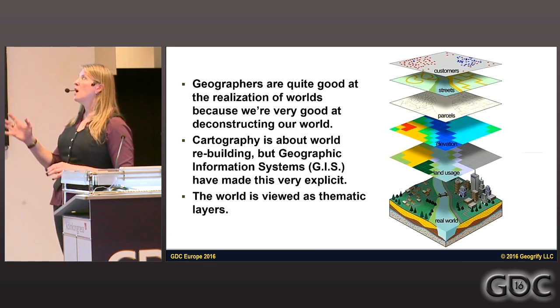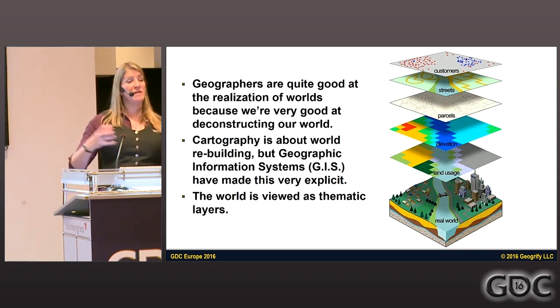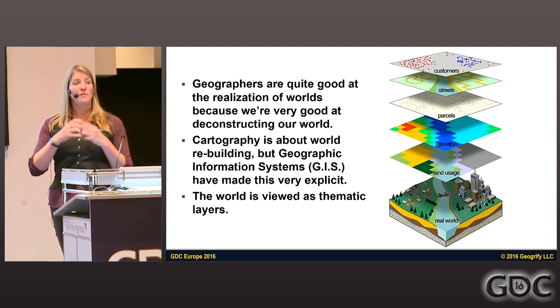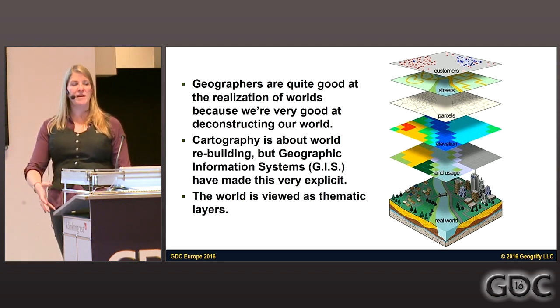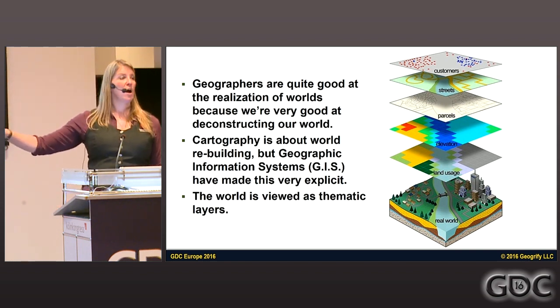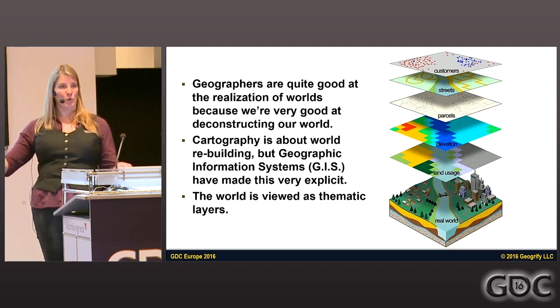So one of the things geographers are really good at is we are very good at the realization of worlds, because we spend all this time deconstructing this one. And we deconstruct like no other. That's what we do. And so we tear this world apart, at least in our heads, and we try and figure out what's where and why are things there and all that kind of stuff. Now, cartography has always done this. Cartography is about rebuilding the world, because all cartography is subjective.